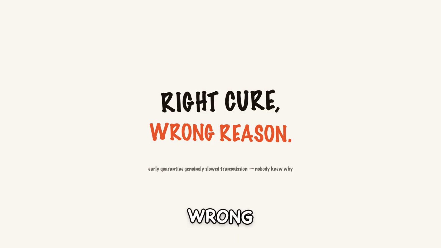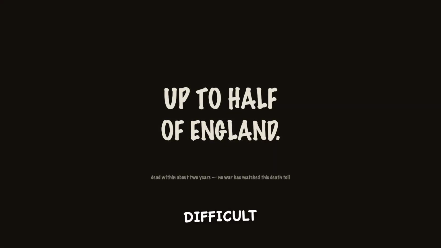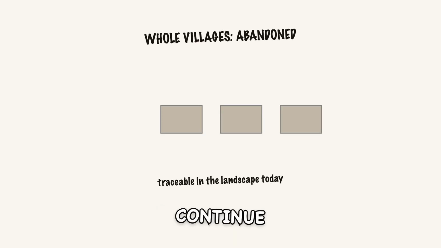Right cure, wrong reason is a pattern you will see again and again across this entire topic. The scale is difficult to overstate. Historians estimate the Black Death killed somewhere between a third and a half of England's entire population within about 2 years, a death toll no war in British history has come close to matching. Whole villages were abandoned completely, their populations too depleted to continue, and some of those deserted village sites can still be traced in the landscape today.